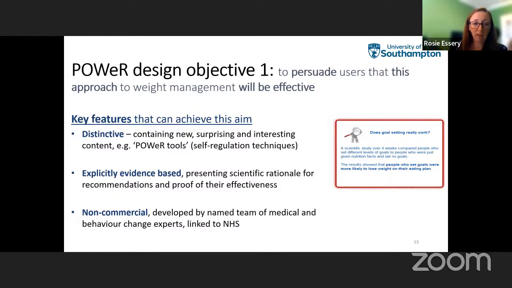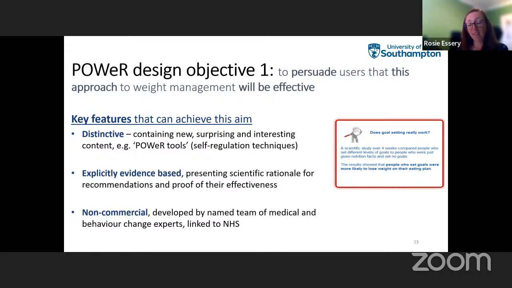So returning to our Power example, this is just one of its guiding principles. So remembering the key finding from the qualitative work that these individuals had made lots of previous unsuccessful weight management attempts, and they were really feeling like nothing had worked for them, nothing would work for them. So this is a context-specific issue that may well act as a barrier to future weight management attempts. So it was determined then that an important design objective, so that's that first part of the guiding principle for the Power intervention, would be that it needed to persuade users that this approach to weight management will be effective.